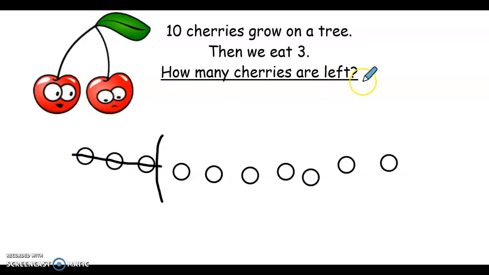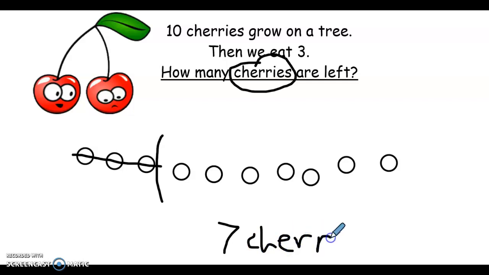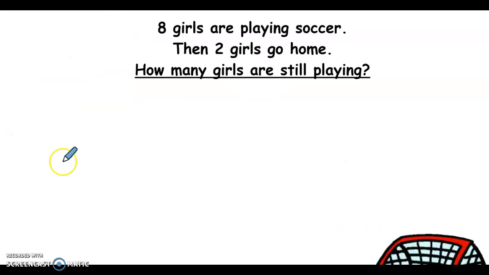Okay, how many cherries are left? Can you please count out loud with me? 1, 2, 3, 4, 5, 6, 7. Okay, 7 what though? What's our label? 7 cherries, right? That's what the whole problem is about. 7 cherries. Wow, it's really hard to write on here. So sorry. 7 cherries. Okay, next.